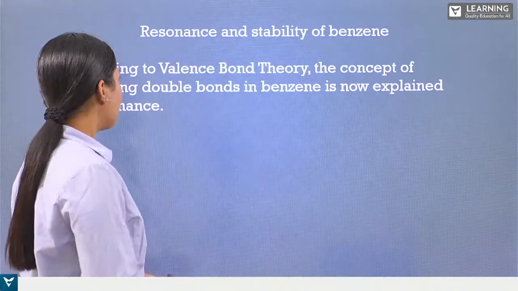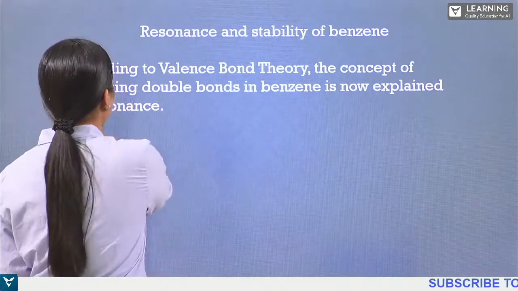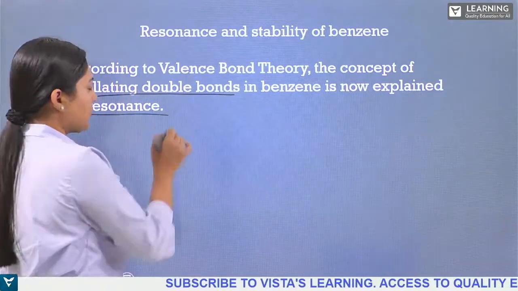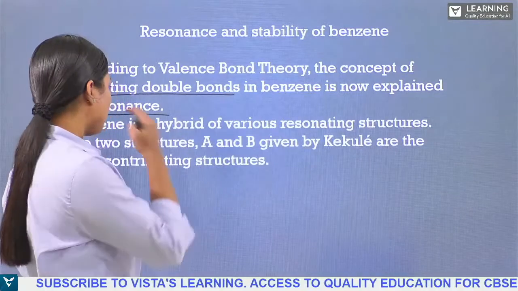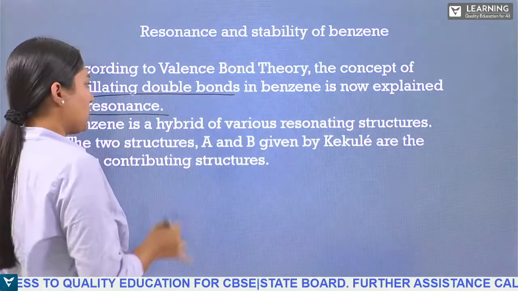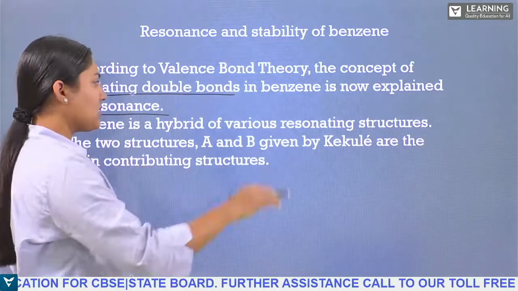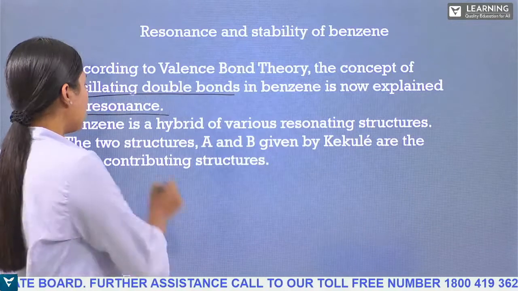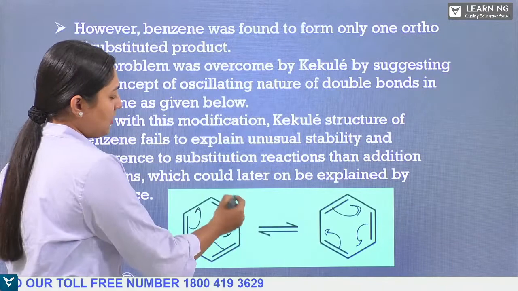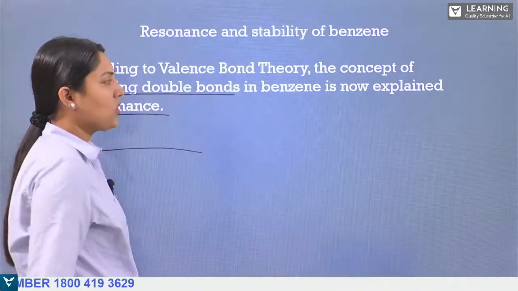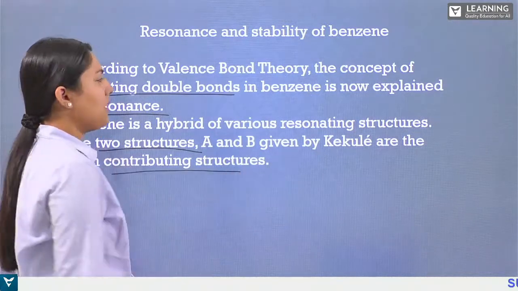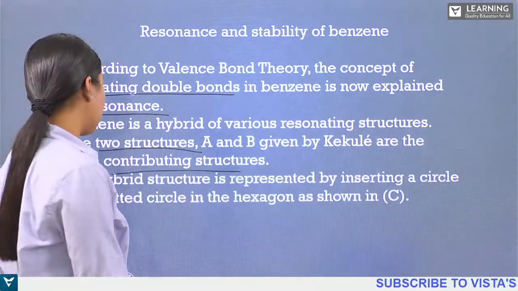Why? According to valence bond theory, the concept of oscillating bonds in benzene is now explained by resonance. Benzene is a hybrid of various resonating structures. As the bonds keep on moving, it has various resonating structures, and two structures are given as we saw here. These are structure A and structure B, which are stable and were given by Kekule, and we can call them the resonance structures of benzene.